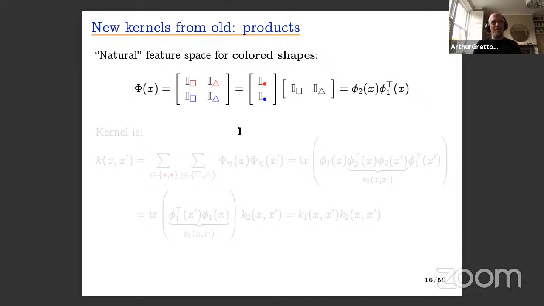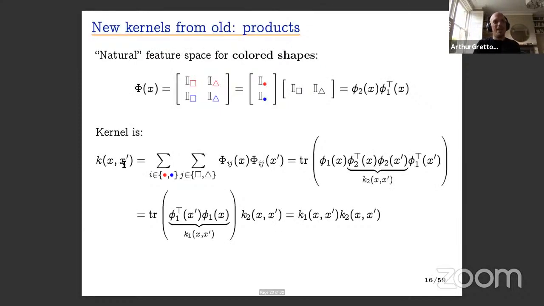So I can write it either as a big long vector or I can write it as a matrix, but I'm going to write it as a matrix for reasons that will become clear. Okay, so what is my kernel between two objects, which have both color and shape? It's going to be the sum of the features across colors and shapes. So it's going to be basically the sum across every combination of features and colors of object X, producted with the features and colors of object X prime.